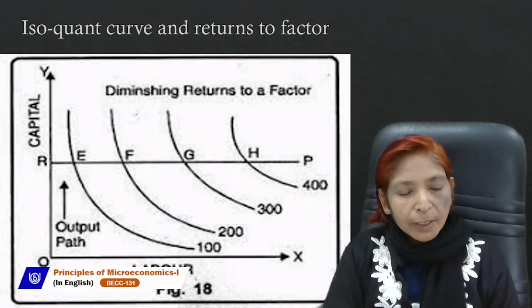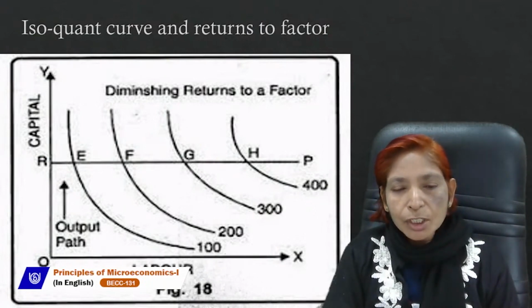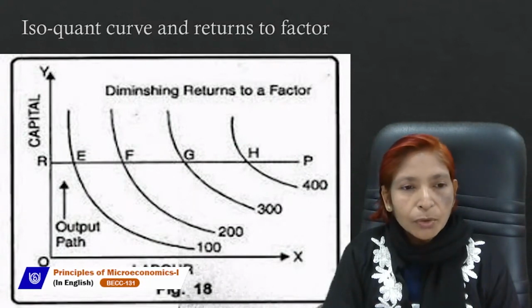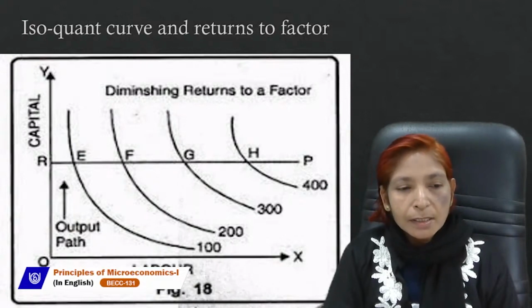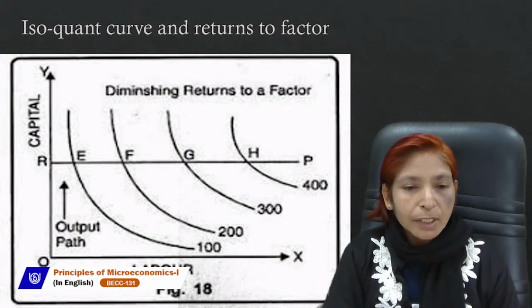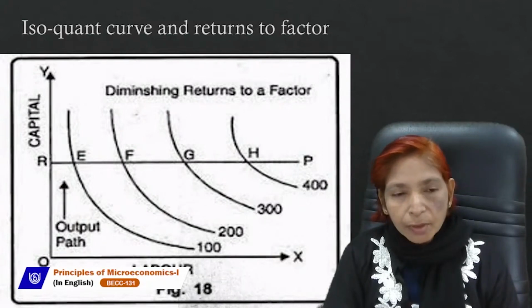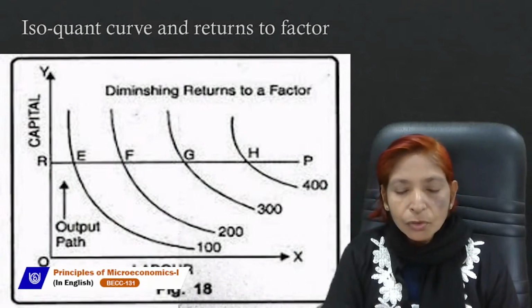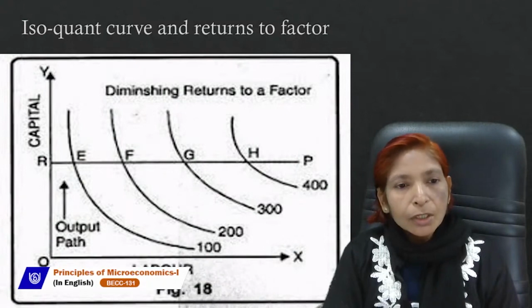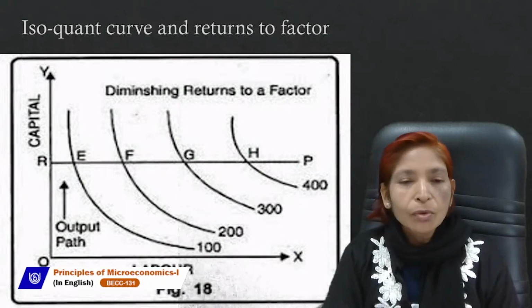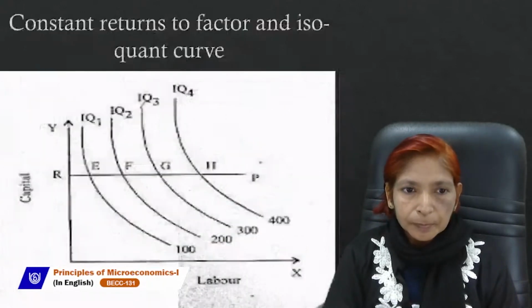If the differences between EF, FG and GH all remain the same or equal, then it will be showing constant returns to a factor. And if EF is greater than FG and FG is greater than GH, then it will show increasing returns to factor. It means returns to factor can also be shown with the help of isoquant curve analysis.